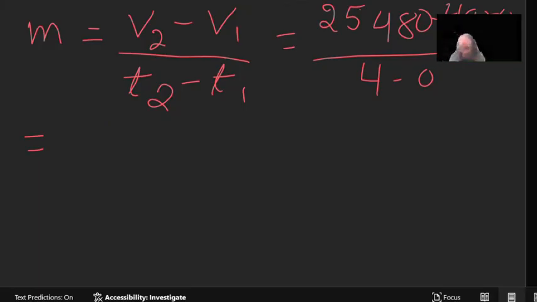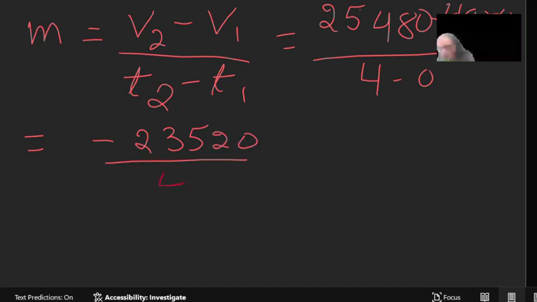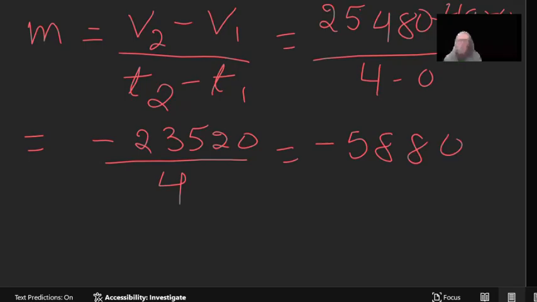Let's see, 25,480 minus 49,000. That's negative 23,520. It's happening over 4 years. So we have negative 5,880. That is our slope.